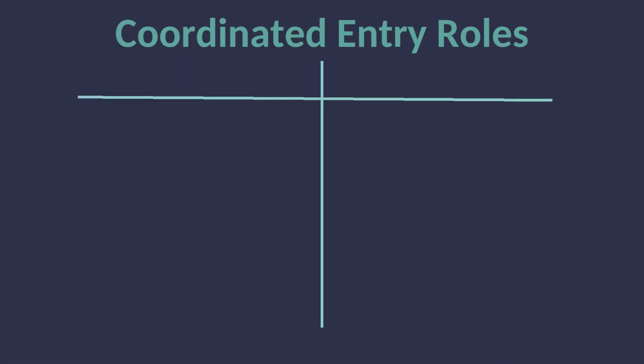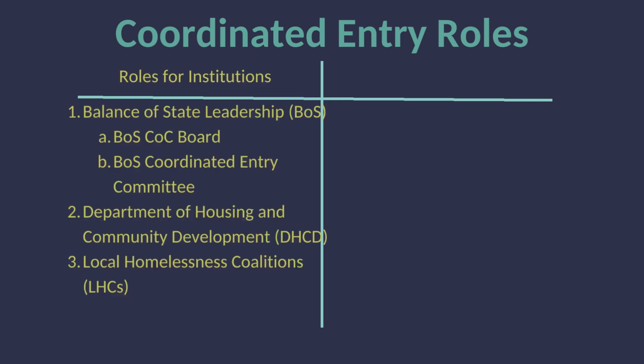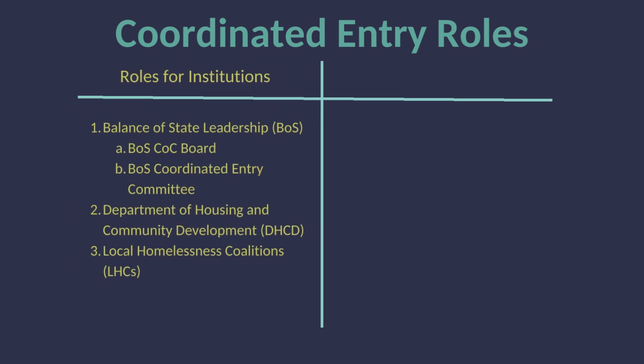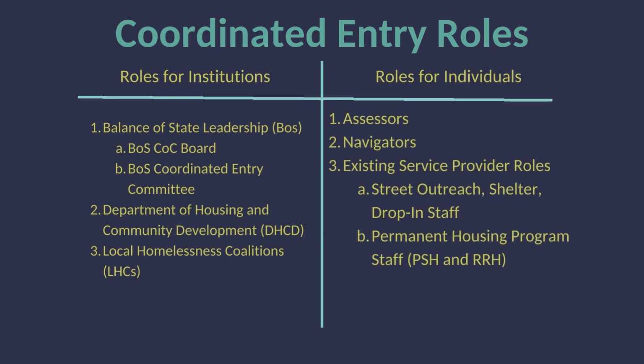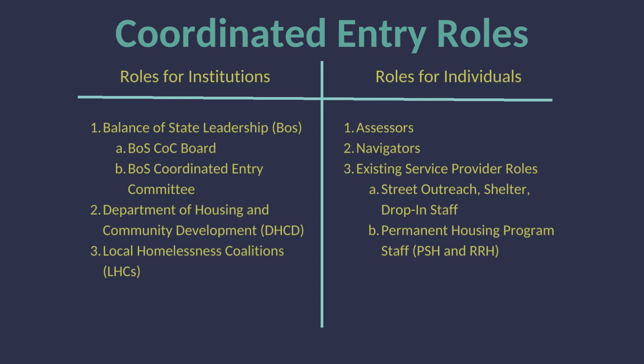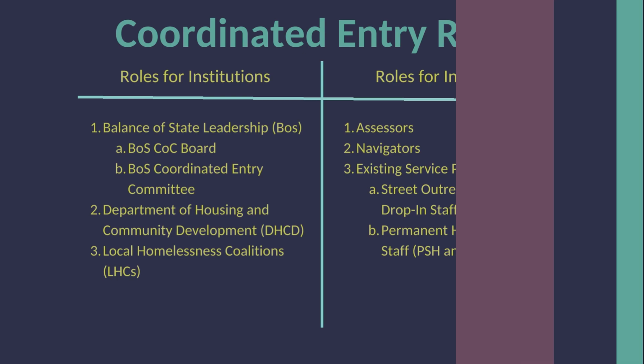When we talk about roles within coordinated entry, we want to first talk about the three main roles that institutions play in the development and administration of the system. After we talk about these large institutional roles, we'll also talk about the smaller jobs that are done by individuals within these institutions in order to facilitate the functions of the coordinated entry system.